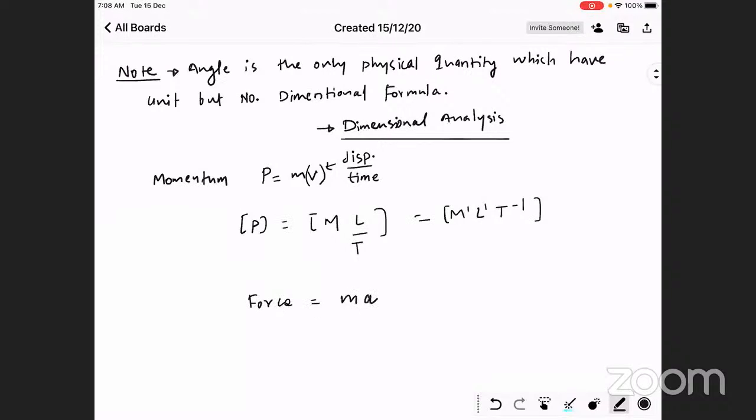In the same way, can you write dimensional formula of force? F is equal to ma. So when you want to write dimensional formula of force, at the place of m, you will write capital M, and the unit of acceleration is meter per second square. So meter means length and second square means square of time. So dimensional formula of force can be written as this. Agree, bacho?